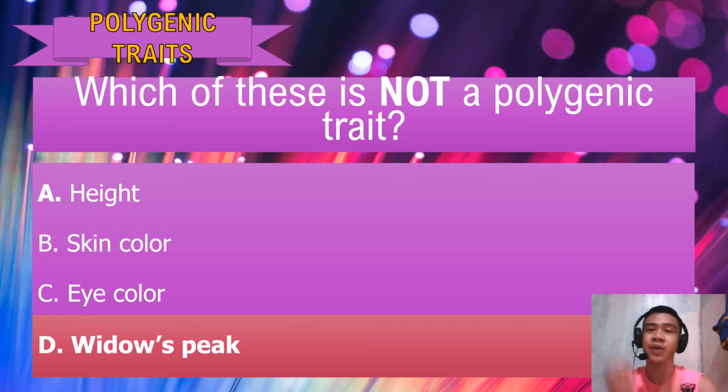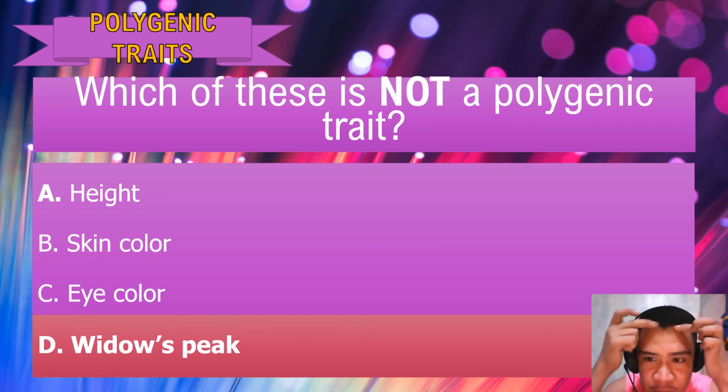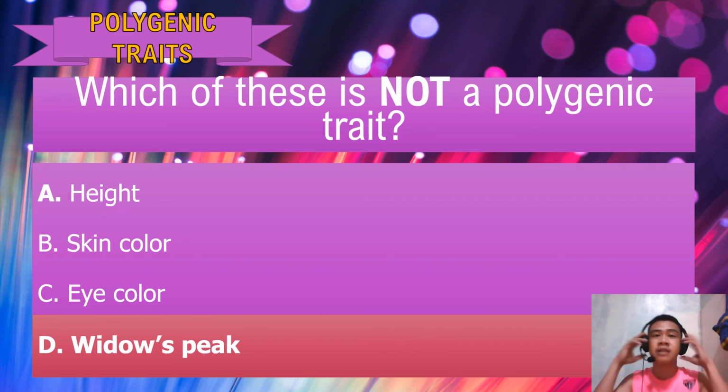Why? Having a widow's peak, which is a V-shaped front of the hairline. I have a widow's peak. The V-shaped front of the hairline is not a polygenic trait. Individuals that have at least one dominant allele have a widow's peak, while individuals with two recessive alleles have a hairline that is straight across the forehead. So widow's peak is not a polygenic trait.